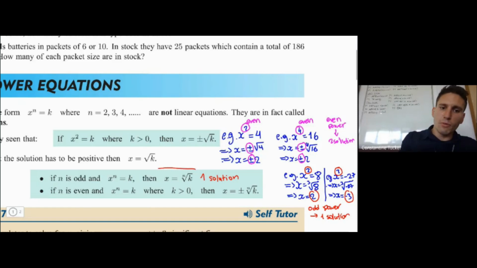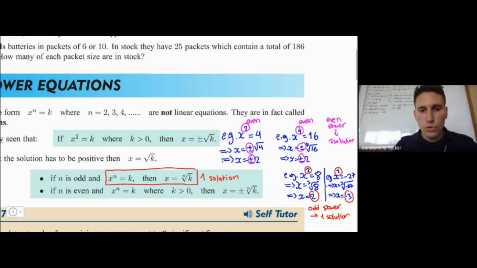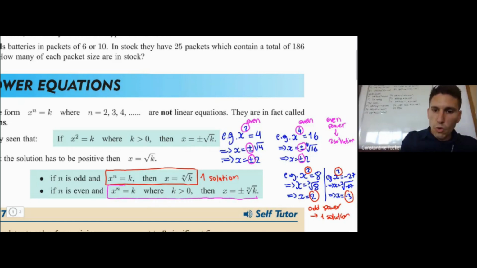So we can remember that when you have x to the power of n is equal to something, then all you have to do is find the root of that something, the nth root. Whereas if n is even, then you have two roots, and it's always going to be plus or minus the root of the number given there. So here we have two solutions.